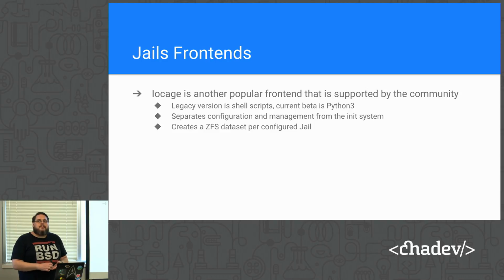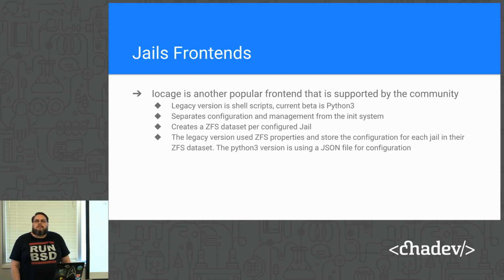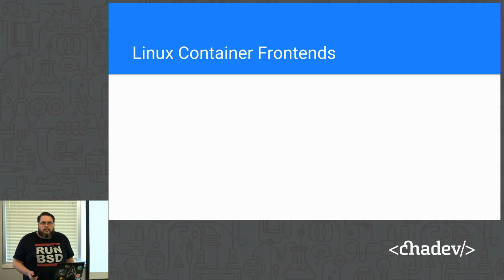So this creates a ZFS dataset per jail, which breaks iocage's compatibility with UFS too. It hard depends on you using the ZFS file system. And yeah, as I said, the configuration using datasets versus JSON files.